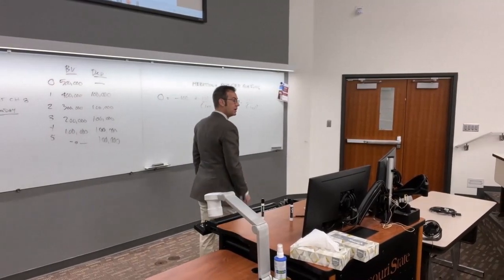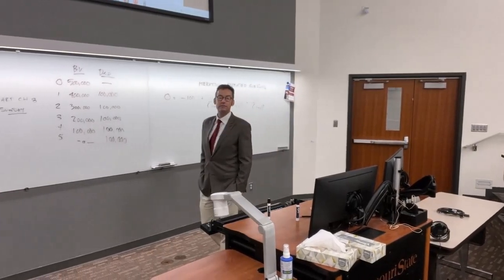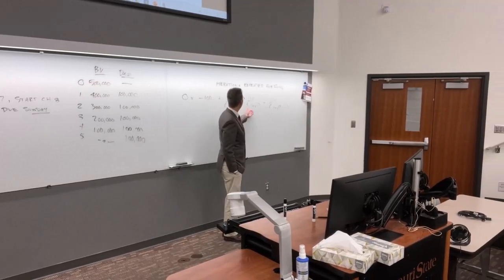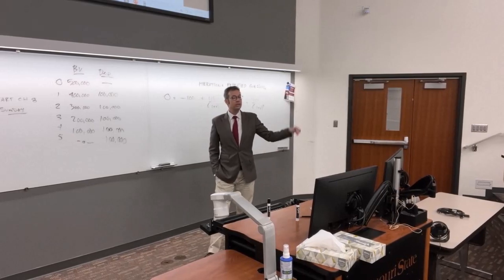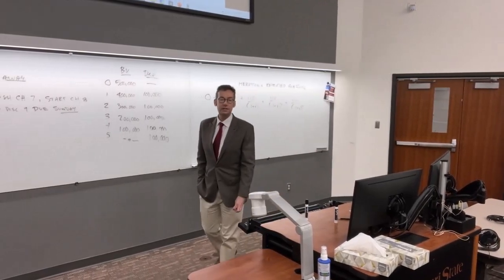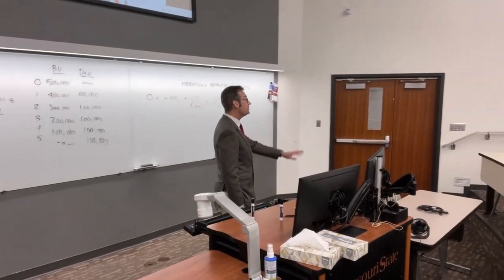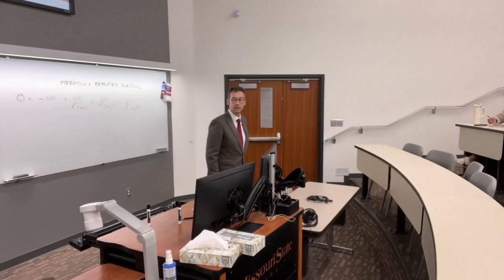Okay, now let's ask these questions. Number one, does IRR account for the time value of money? Yeah, we're looking at the present value of these future cash flows. It does. Number two, does it account for the riskiness of the cash flows? Yes. How? Yeah, that discount rate that we're comparing against, it is according to the risk of the cash flows.